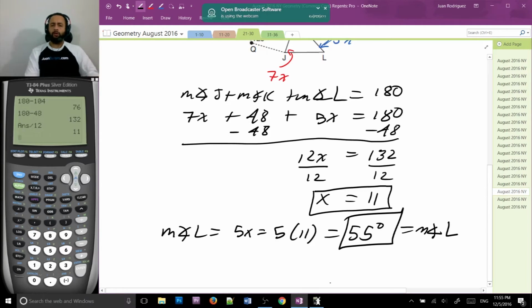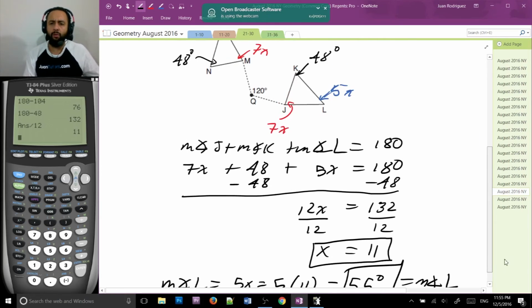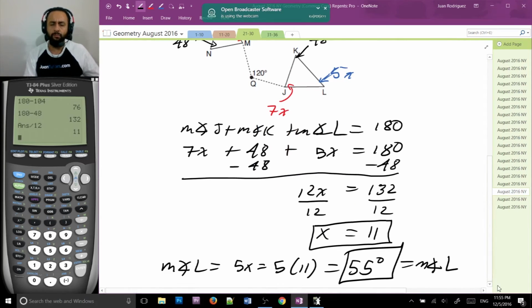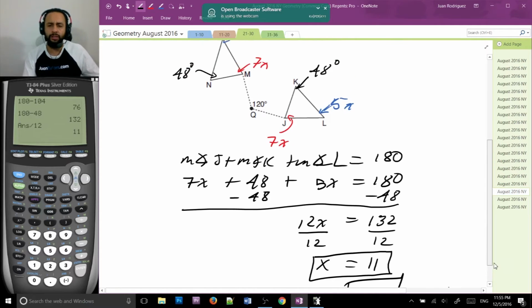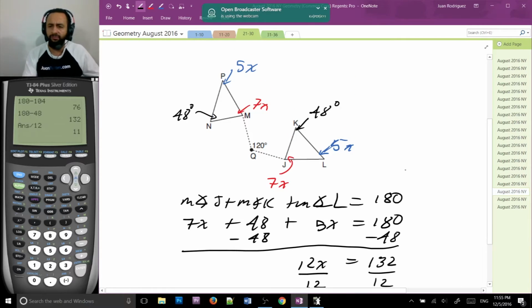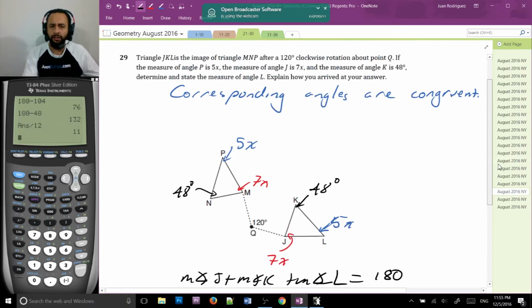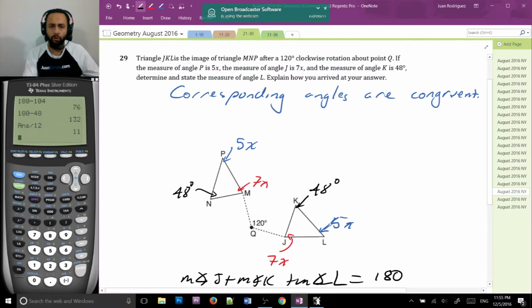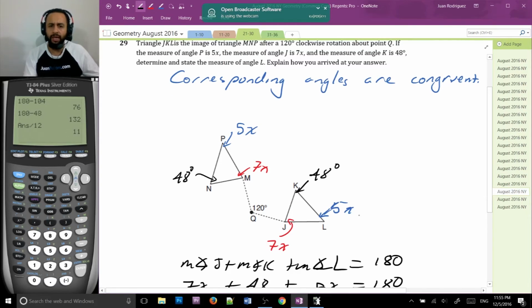Okay, so that's our answer. And now they want a verbal explanation. And here is our verbal explanation stated to you over voice, so that you can go on to the next video and study from that one as well. Here's the point. So this is what you could write. Corresponding angles are congruent. Because corresponding angles are congruent, angle J is congruent to angle M, angle L is congruent to angle P, and angle K is congruent to angle N.